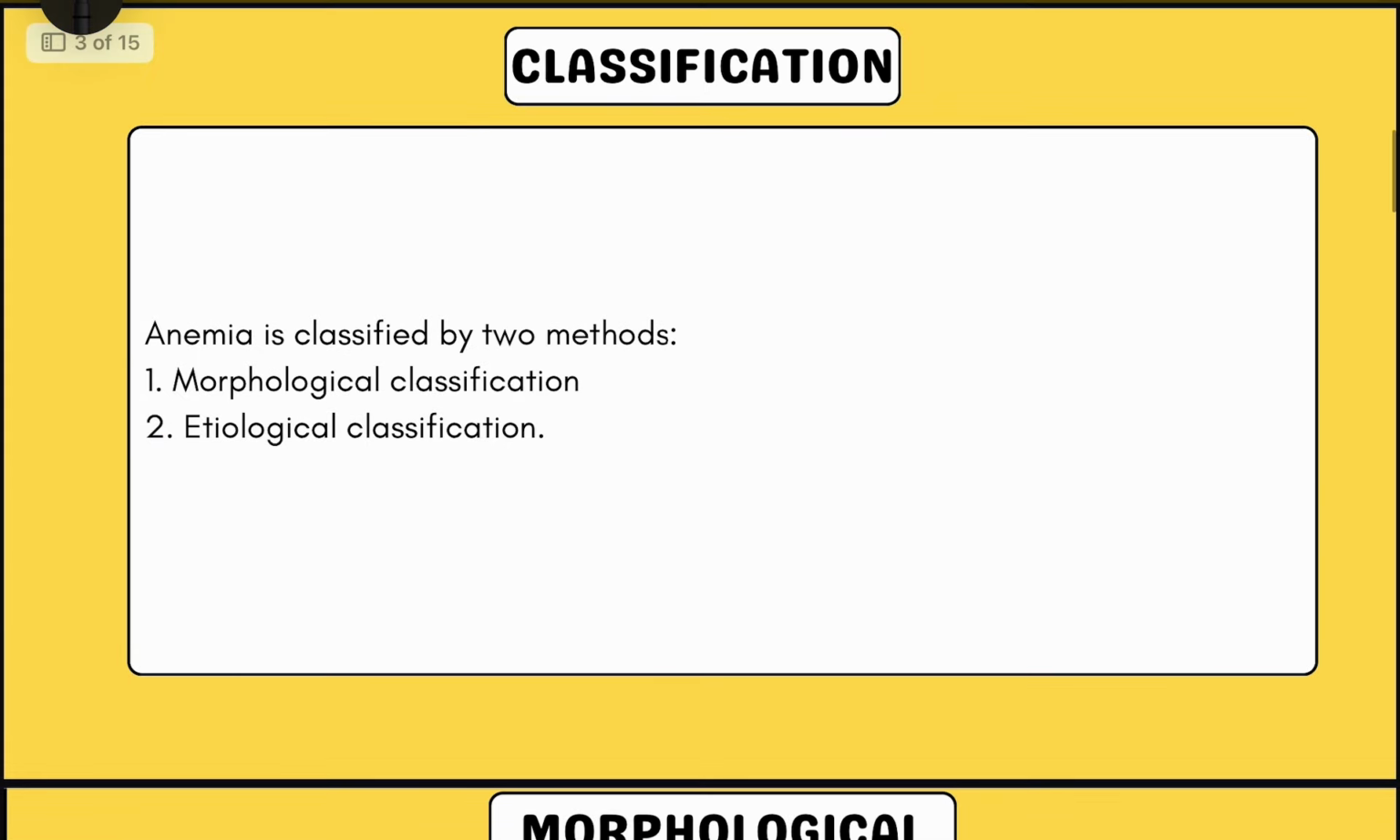Next, classification. So anemia can be classified by two methods. Firstly, the morphological classification, which means about the size, shape, color, etc. Another being the etiological classification. Now etiological means about the origin. So based on these two factors, we are going to study the classification of anemia in detail.